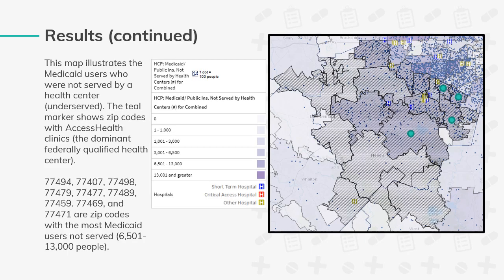This map shows the Medicaid users in Fort Bend County who were not served by a health center, therefore underserved. I included the teal circles to show where Access Health clinics are since they are the dominant health center in Fort Bend County. The zip codes with largest underserved populations are listed. I also charted local hospitals. You can see that certain areas with more than 6,500 underserved patients have low access to healthcare.